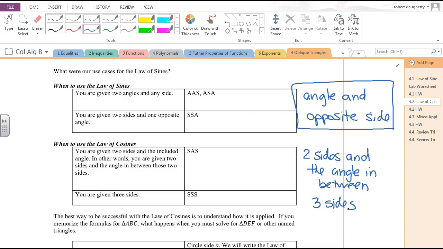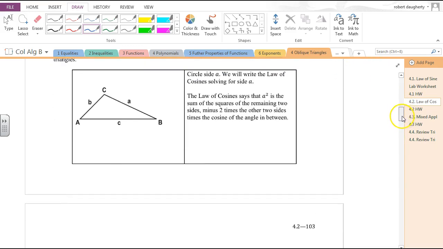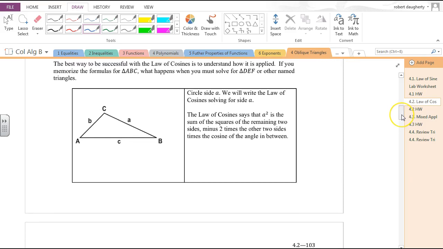So these are the conditions. You don't have to memorize the angle, angle, side, all of that. You just need to know: if you can identify an angle and an opposite side, you'll use the law of sines. If you can identify two sides and the angle in between, that's law of cosine. Or if you can identify that you know three sides and none of the angles, that's law of cosines. Okay? So you will have the formula on the test, but with law of cosine, what's really important is just to know how to apply it.